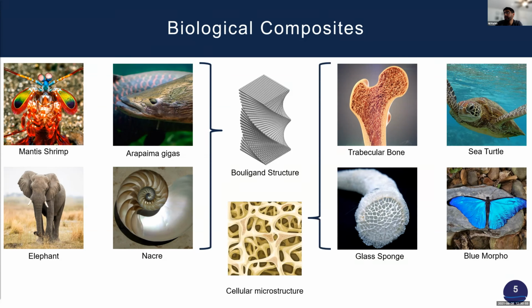Another type of structure that we're going to be looking at is the cellular microstructure, and that's primarily seen in the trabecular bone, the shell of your average sea turtle, the glass sea sponge, and the wings of the blue morpho butterfly. The main advantages of this are reducing the amount of weight while also retaining its compressive and impact loading conditions. And in the case of the blue morpho butterfly, it can optically transform its properties based on that structure.